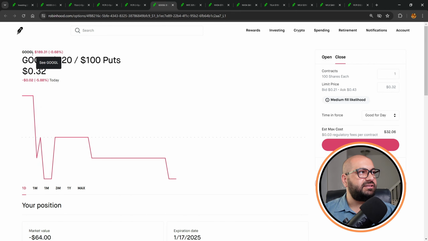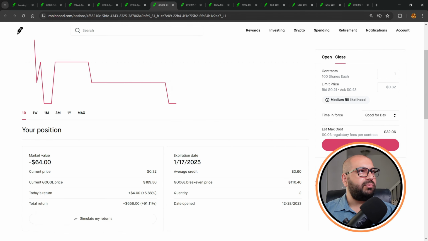If you are expecting Google to dip, or you think it might dip under the 120, you could close. In this case, I don't really think Google will dip under the 120, so I might not close it right now. I will wait a little bit more. But if the price keeps dropping, I might close it ahead of time and just use that cash collateral to invest in a different option.